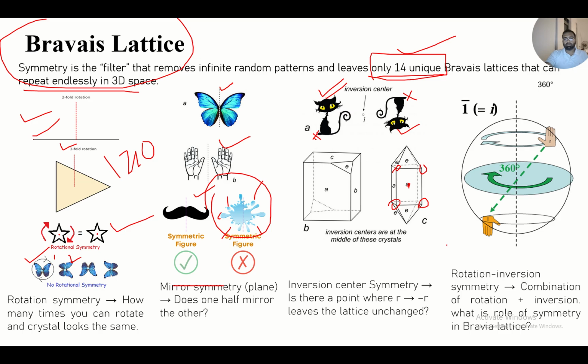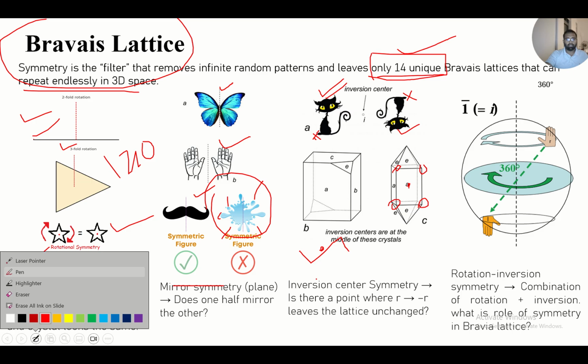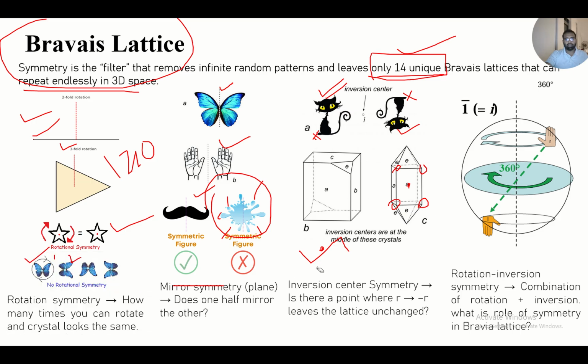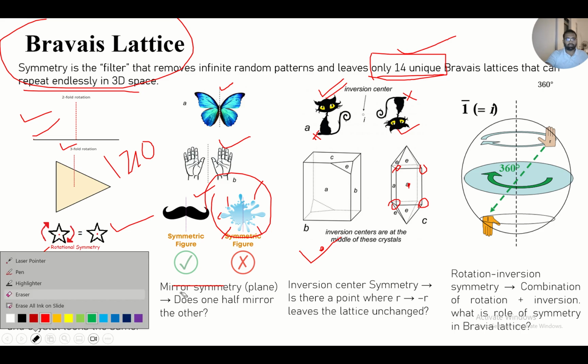You can also think, let's say I have some point here. This point is there, but what if I draw this? Then you will have inversion symmetry. If I delete it, let's say I deleted it, now it doesn't have any inversion symmetry. So this is the case of inversion symmetry.